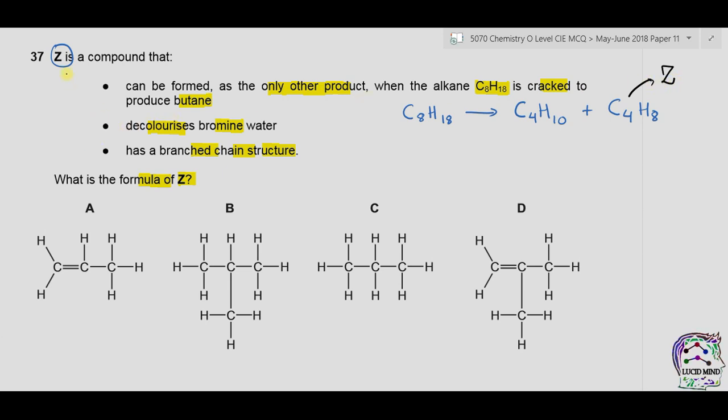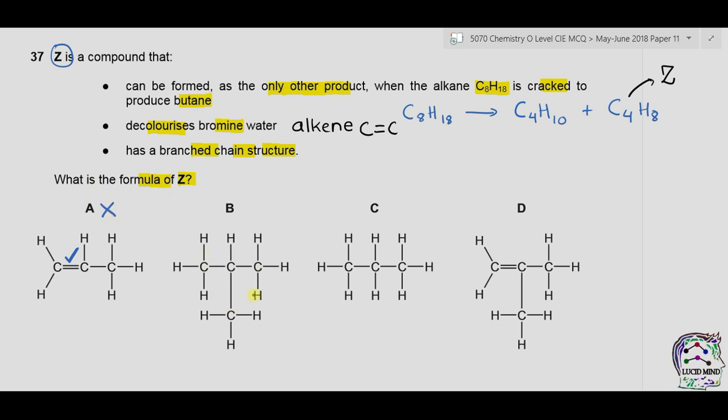Second statement says that Z decolorizes bromine water. It means Z should be an alkene. In an alkene, at least one carbon-carbon double bond is present. In the third option, it says Z has a branched chain structure. Looking at option A, we have a double bond present, but we only have 3 carbon atoms. We must have 4 carbons and 8 hydrogens. So therefore A is incorrect.